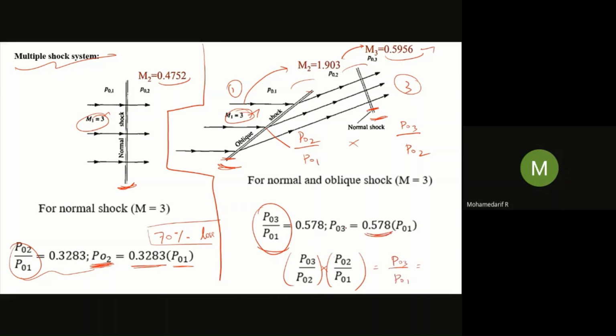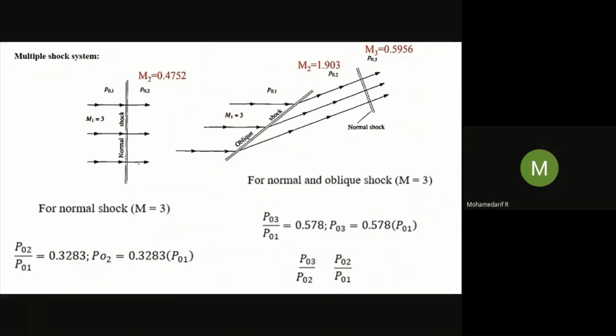Here they found P03 is around 60% of P01. Here it was only 30%, but here it is 60%. So the loss is 40%. Our aim is to minimize the loss. That's why instead of the normal shock, we are trying to produce this multiple shock system. Here the loss is 70%, here the loss is 40%. So in practical applications, instead of the single normal shock system, we are trying to produce this multiple shock system.